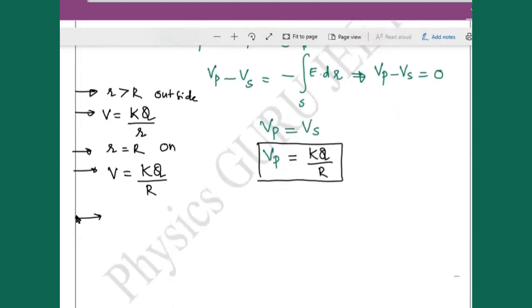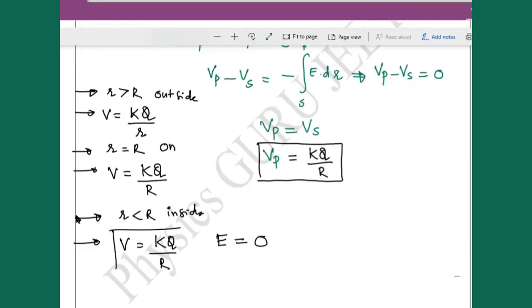Next, inside, that is r is less than R. Inside, if I take inside, V is equal to again kQ divided by capital R. Is it clear, all of you? But the electric field intensity inside is nothing but 0, but it has some potential. So this is a very important point to be noted for us.